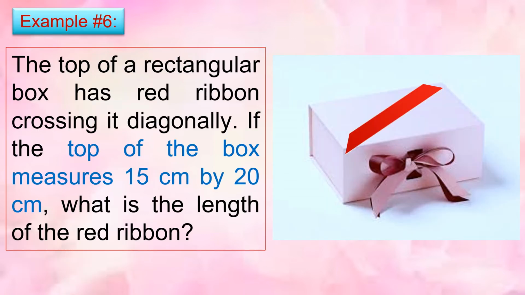So let us have example number 6. The top of the rectangular box has a red ribbon crossing it diagonally. If the top of the box measures 15 centimeters by 20 centimeters, what is the length of the red ribbon? In here, at the top of it, we have a red ribbon, so the length of the red ribbon we are going to solve. And the dimensions of the rectangular space at the top are 15 centimeters by 20 centimeters. So from here, we are going to solve for side x.